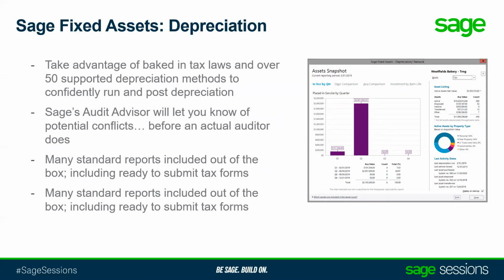Now, typically we'll do 2 updates per year. Our tax update typically comes out in January. So by staying updated, you'll ensure you'll have all of the latest tax rule changes.